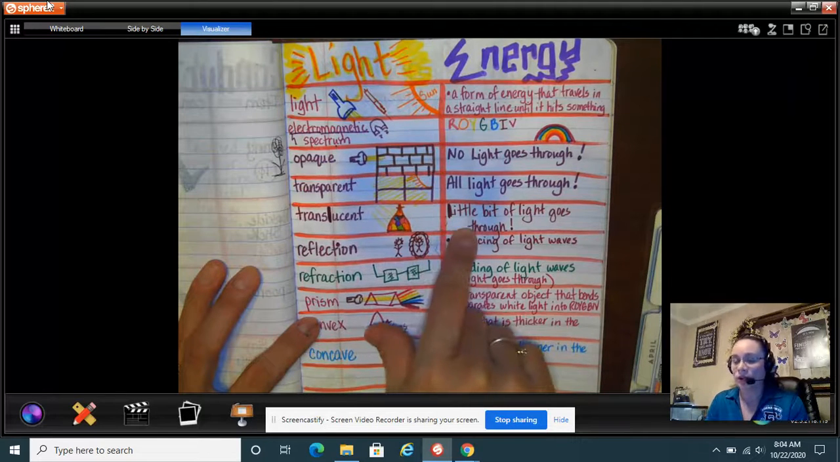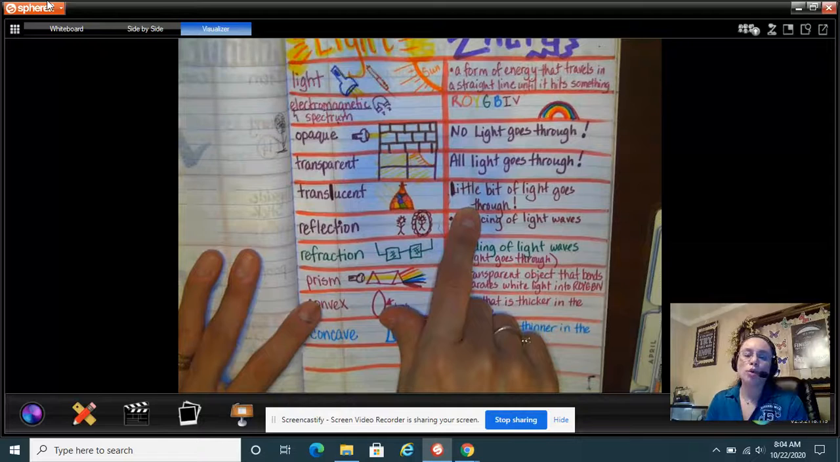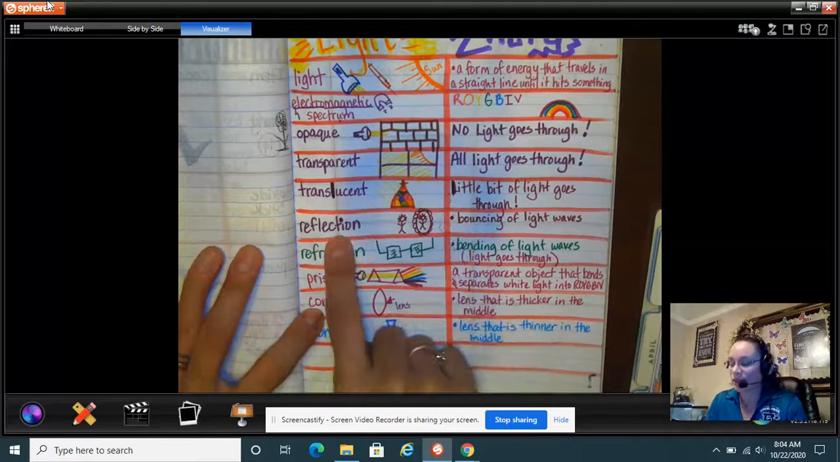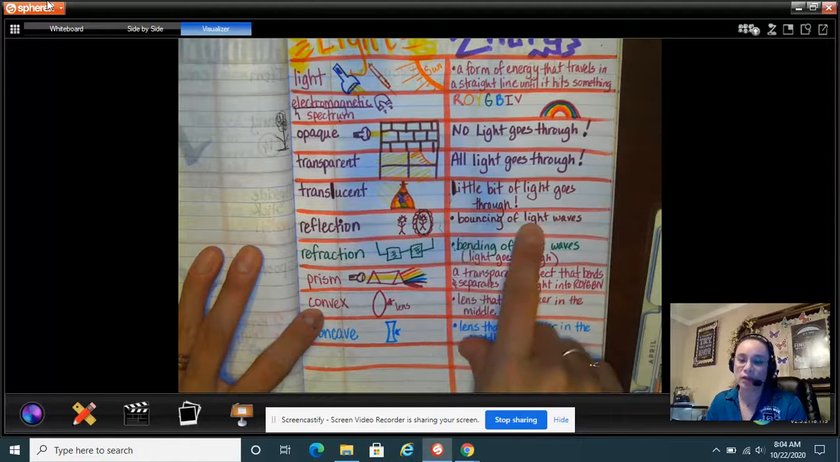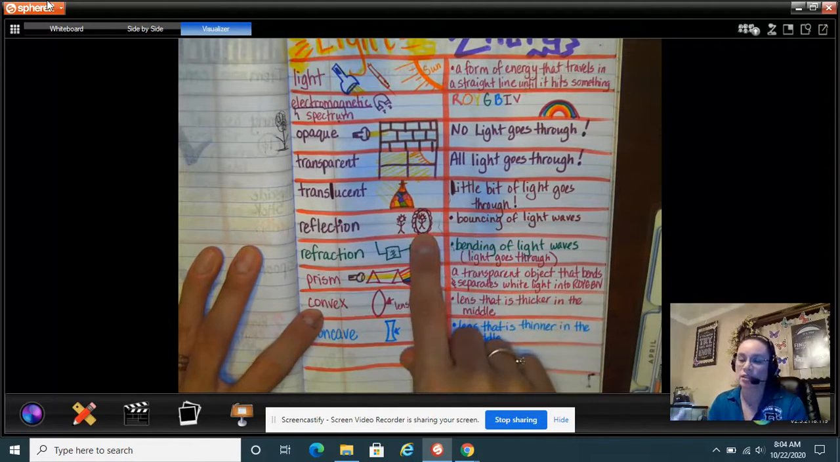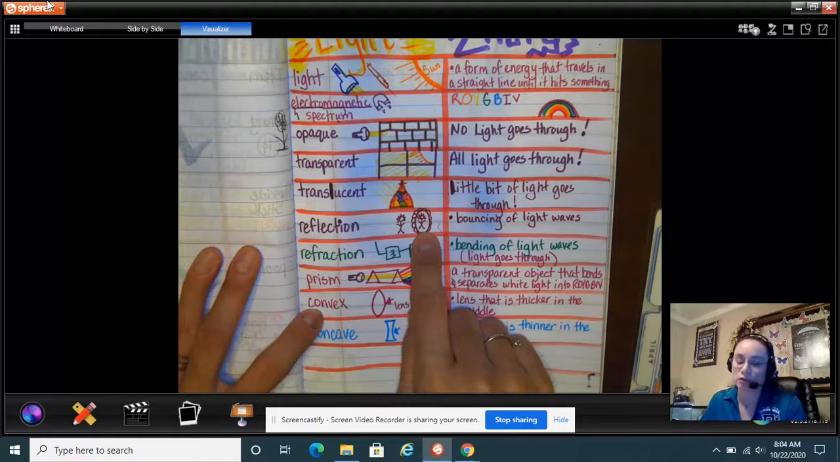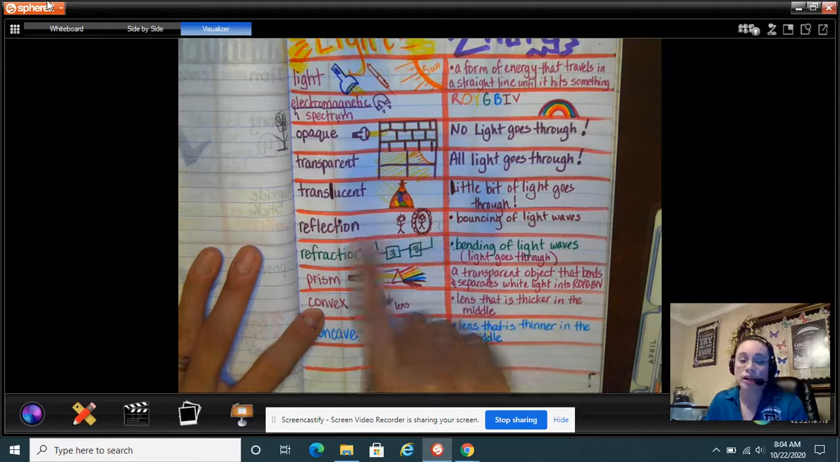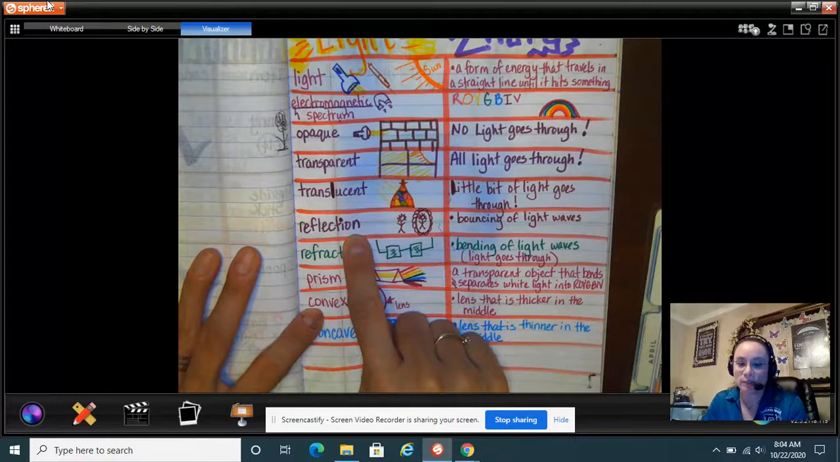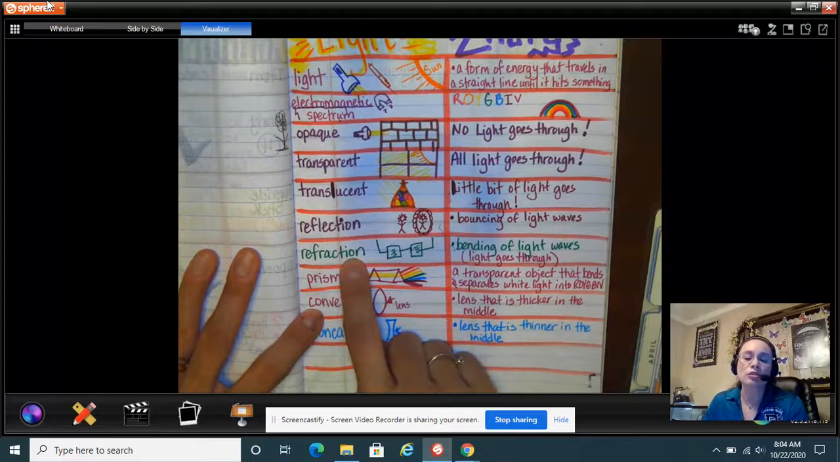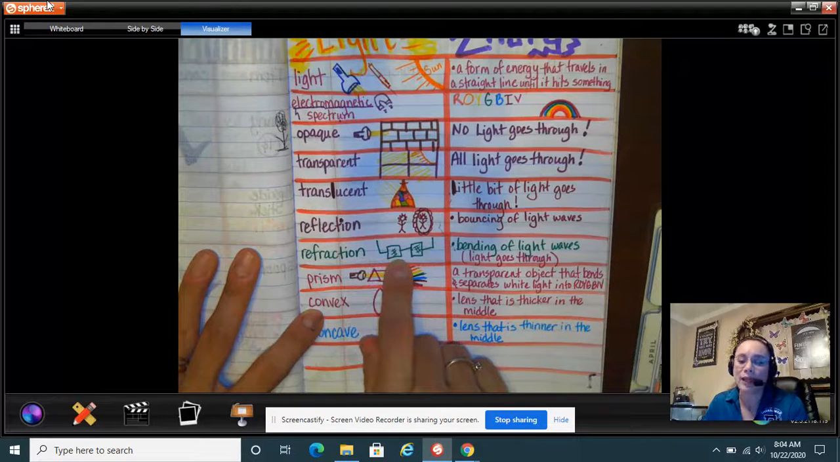A little bit of light goes through. Okay. What if light travels in a straight line and then it hits a mirror? Okay. Then you're going to see the bouncing of light waves. That means you can see yourself because it's bouncing off something shiny. Now, I used a mirror because that's for sure you'll see a reflection, but you can use like a shiny spoon, a shiny knife, your car, metal, whatever shines, the light's going to behave in a reflection.